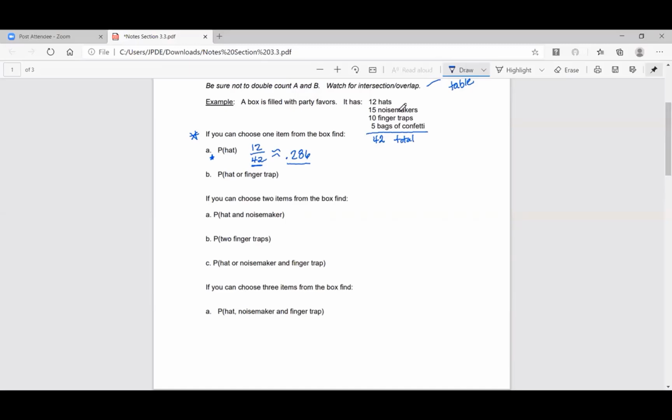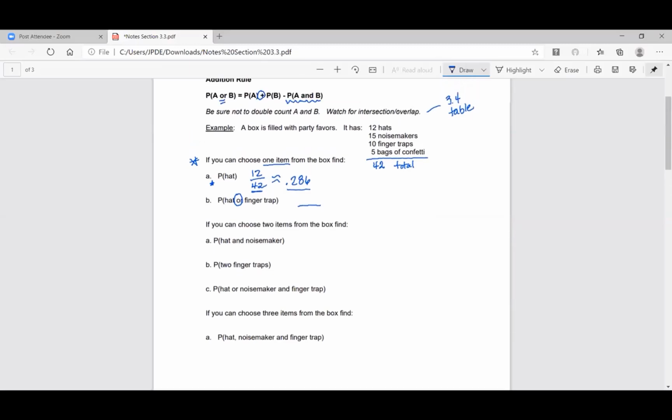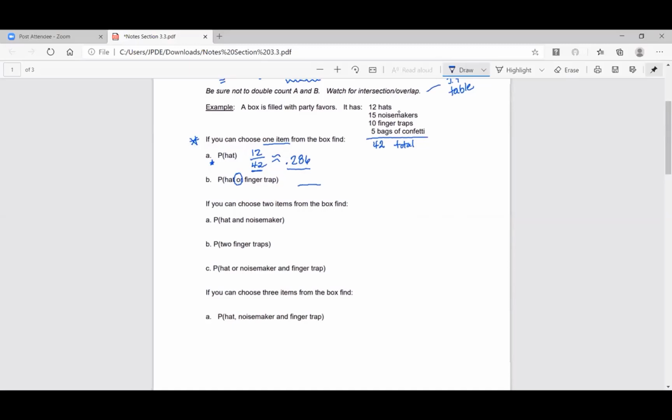Okay, let's look at the next one. So this one has the word or in there, and we're choosing one item. So again, my little trick is I think of that one blank that I'm filling in. We want a hat or a finger trap. And when we were up here, we said for or we want to add. So there are 12 hats, there are 10 finger traps, so this would be 22 over 42, and 22 out of 42 is 0.524.